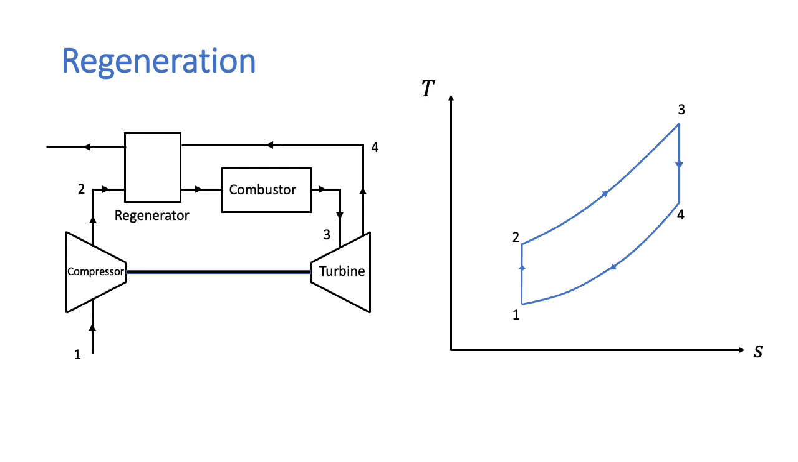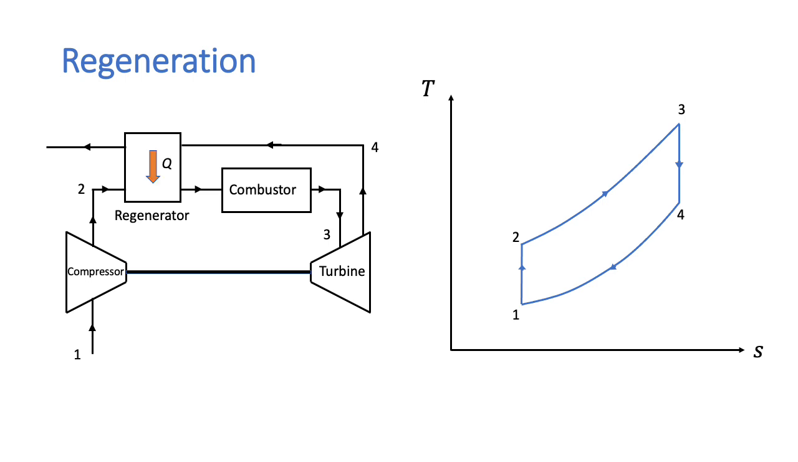We can improve the efficiency of a Brayton cycle by using a process known as regeneration. The gases which are leaving the turbine are hot and they still have a significant amount of energy in them. Instead of exhausting these to the atmosphere directly, we take the exhaust gases and pass them through a heat exchanger known as a regenerator.